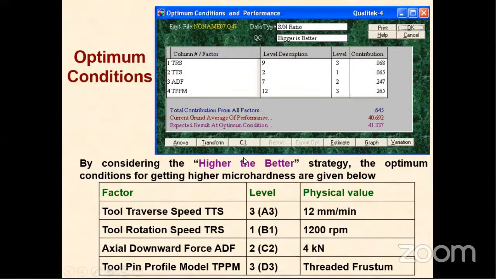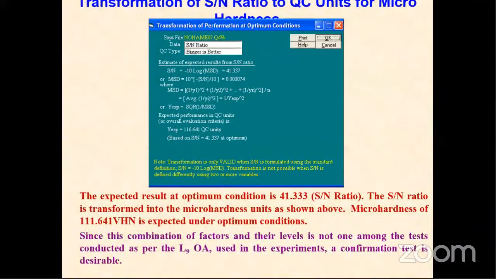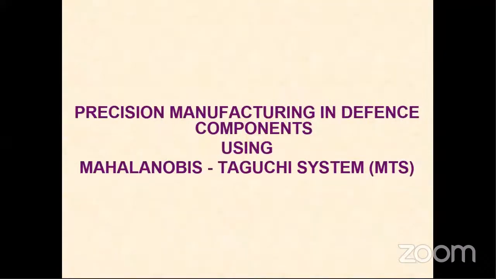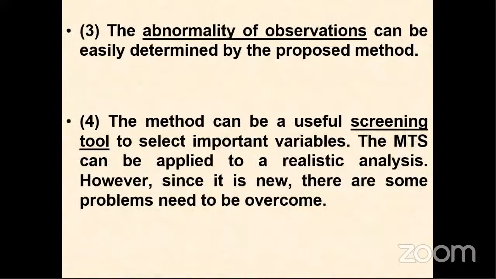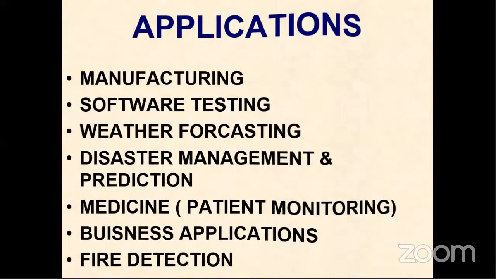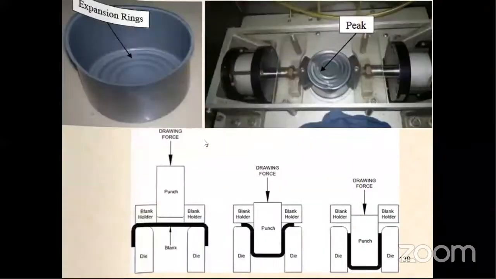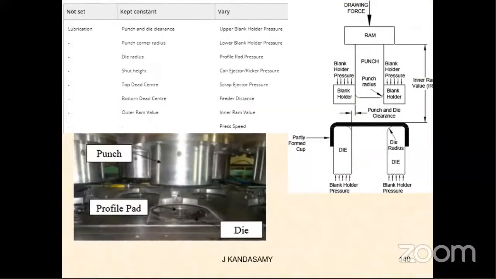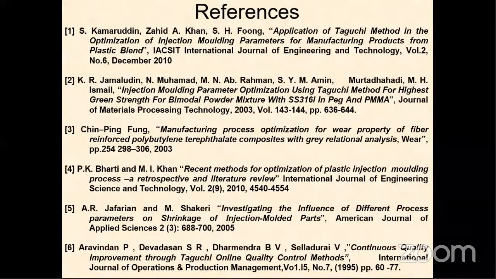If I say level 3, it is one component: tool traverse speed, tool rotational speed. Like that, you put physical values for all its levels, and you will get the same set of confirmation tests. So next is this; I don't want to go into it. For a single output with single input, you can go with the Taguchi method. These are some of the applications. You can use this Taguchi method even in the tablet making industry. This is one more set of experiments with the help of Taguchi. And then these are some of your references.